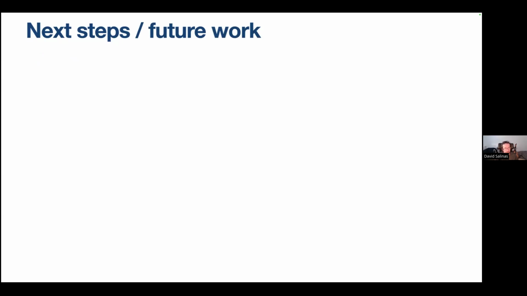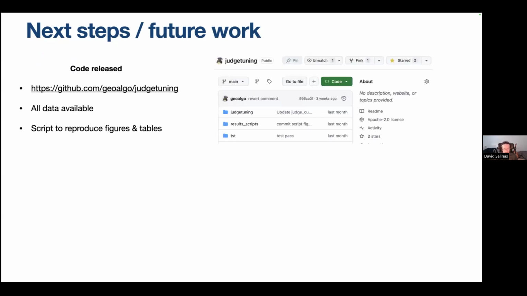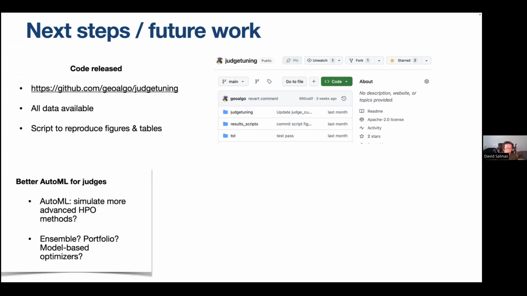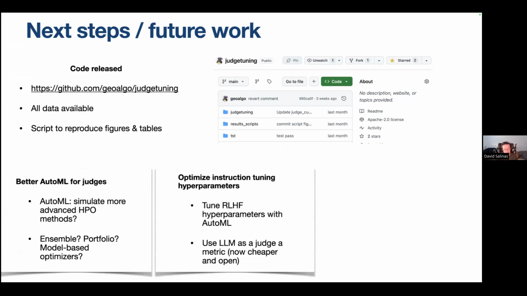Okay, so some next steps and future work. First, the code is released, and all the data is available, all the judge annotations and so on. One clear step is that the algorithm we use for searching for judges is still pretty straightforward. You can probably do better with something model based. You could do an ensemble of judges. Those are all things that can be done for free with this data. So if you are interested, I encourage you to take a look.